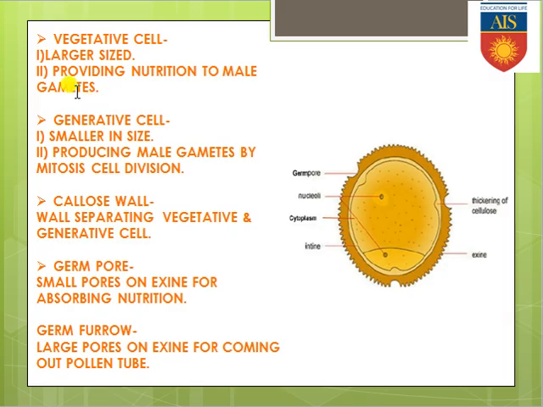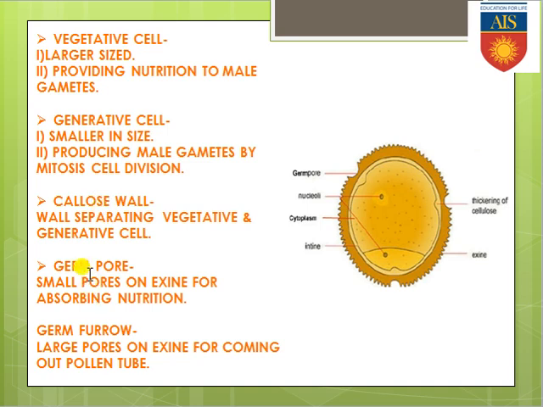Next, we can see another cell, the generative cell, which is also present in the cytoplasm. Keep it in your mind, this cell is smaller in size and it produces the male gametes by mitotic cell division. When it divides mitotically, only then does it produce the male gametes. Callose wall is a specific type of wall which separates the vegetative cell and generative cell from each other. This wall is made up of a complex sugar, callose, and it only separates these two cells present in the cytoplasm.